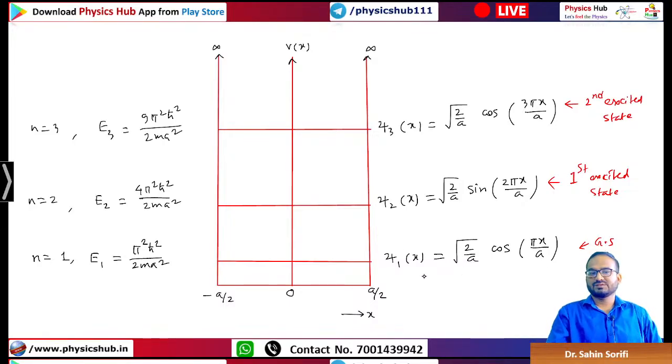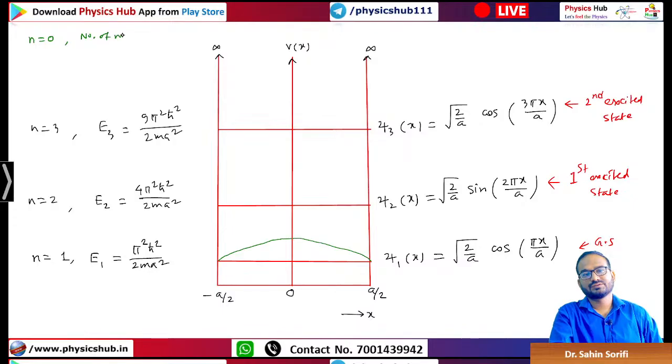The graph will not change because at x equals 0, you have to cross verify what the value is. So x equals 0, cos 0 is 1, so we get a curve like this. So here also that logic or that theorem will be applied. If n starts from 0, then the number of nodes is n, meaning the wave function will vanish n times, and if n starts from 1, the number of nodes will be n minus 1.